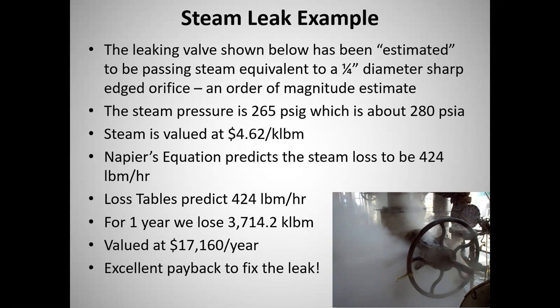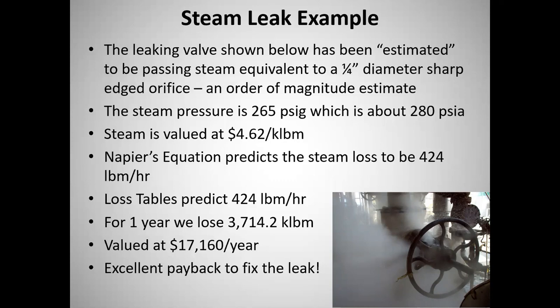Steam pressure was 265, which is about, if you figure 15 for atmospheric, 280 psia. Steam was valued at $4.62 a thousand. So if you use Napier's equation, and I think we have the numbers on the next page, it predicts the steam loss to be 424 pounds per hour. I also ran through the loss tables, had to interpolate, and I got the same number, which made me think somebody used Napier's equation to make up the loss table.